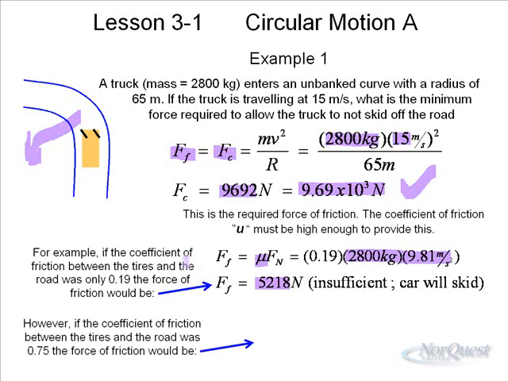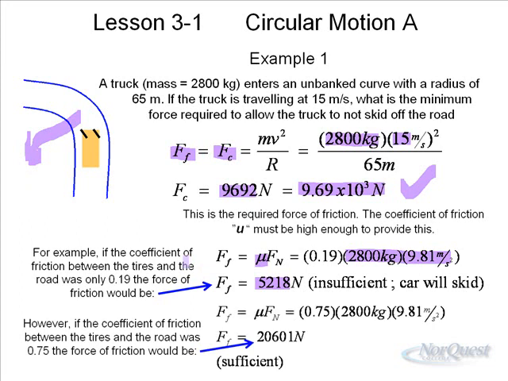Now, if we had good dry conditions and you had fresh tires on your car, then the coefficient of friction could be as high as 0.75, and the force of friction in this case would be over 20,000 newtons, sorry, 20,600 newtons, which is sufficient to keep you on the road, and you could move through that corner easily at 15 meters per second. So the higher the coefficient of friction, the more friction there is, and the better it is. So that's why good tires are better than bald tires.